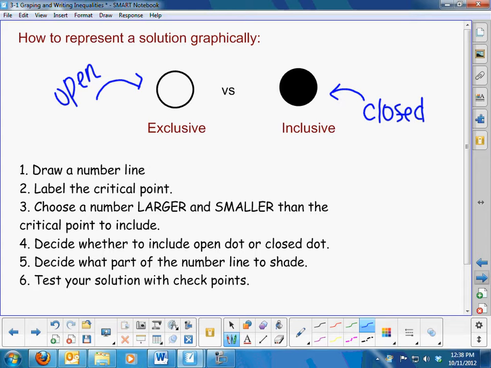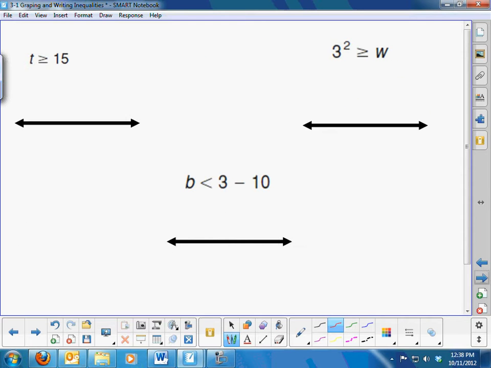Okay, so what we're going to notice is that we use an open dot anytime we have a less than or a greater than symbol. If we have a less than or equal to or a greater than or equal to symbol, we're going to use the closed dot. So let's practice some of these.